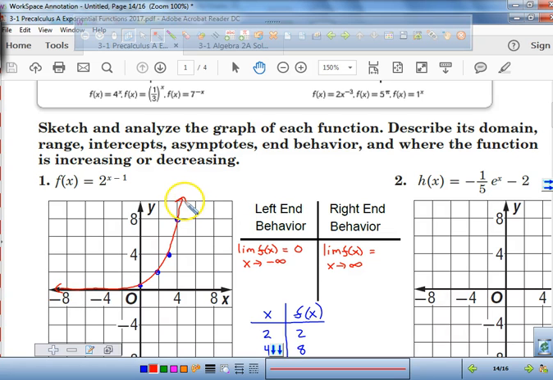But what's happening over here? It's going where? That's right. It's going to positive infinity.